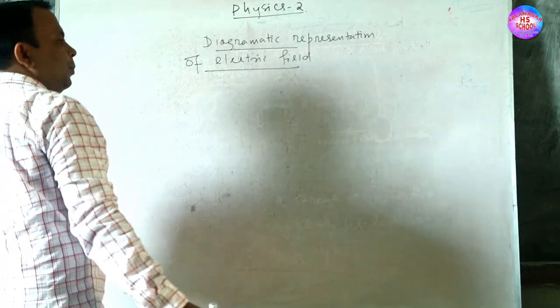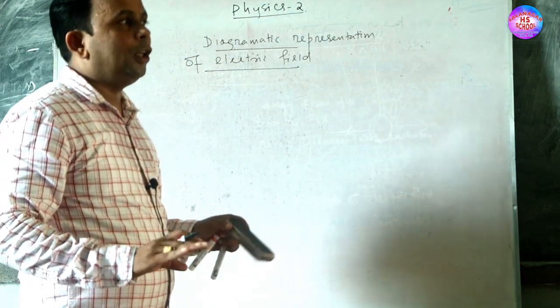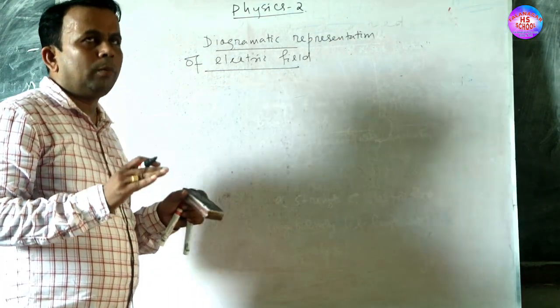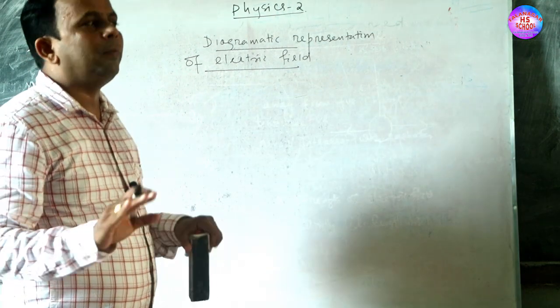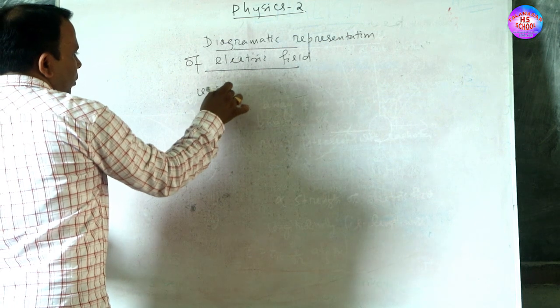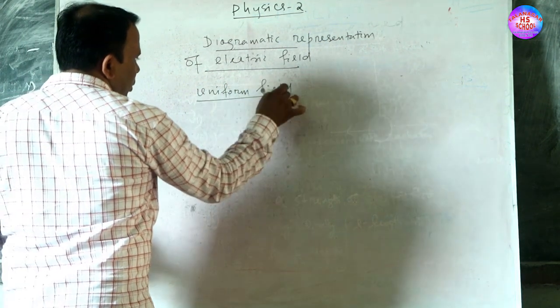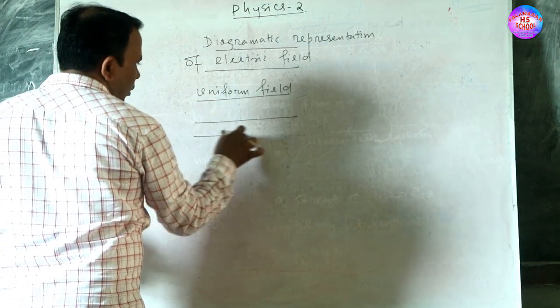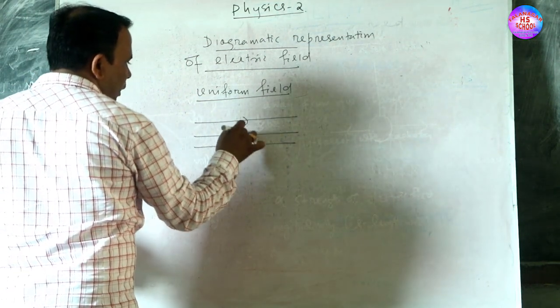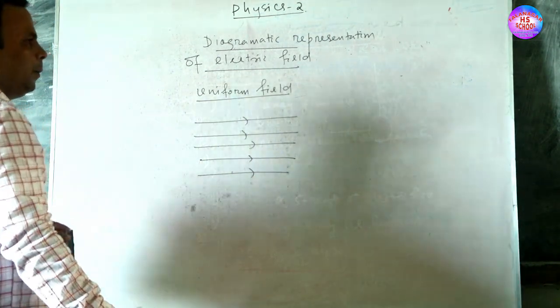There are two types of field. One is the uniform field and the other is the non-uniform field. Uniform field means the strength of the electric field is equal, so it can be represented by a uniform field. If the lines of force are parallel to each other, that indicates the uniform field.